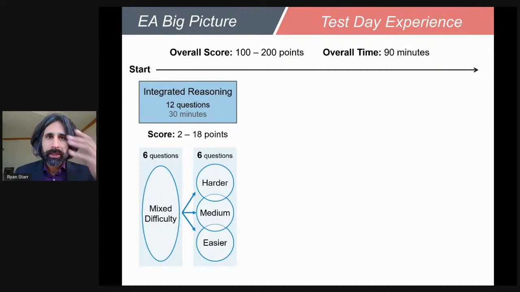So if you do really well in the first 6 questions, you qualify for the harder second stage in IR. And if you qualify for the harder second stage, that's how you can unlock the highest scores in the IR section, the 18s, the 15s, the 14s, even the 13s. These are all really, really good scores on the IR section, okay? If you instead get a couple wrong in the first stage, maybe you get 2, 3 wrong in the first stage, you're probably getting the medium second stage. And you can still do pretty well on the IR section if you get the medium second stage.